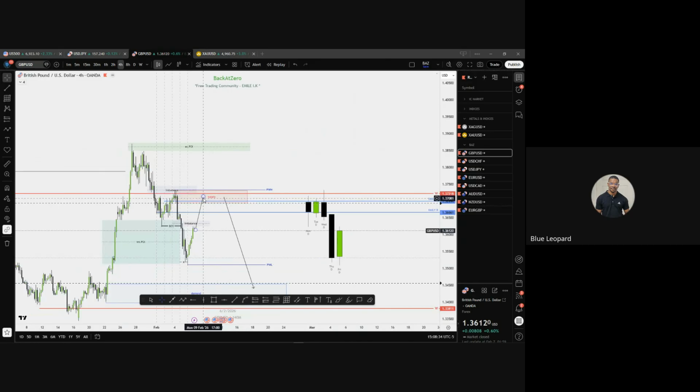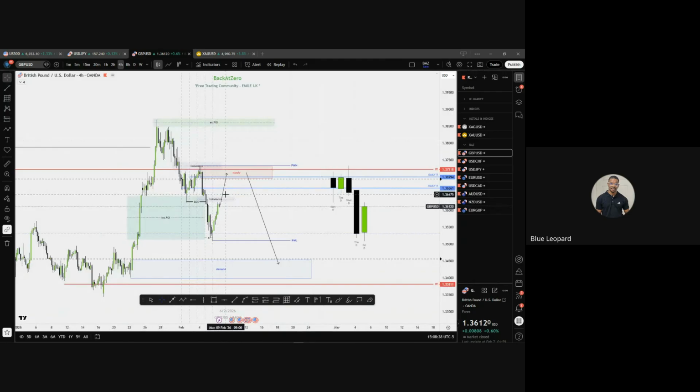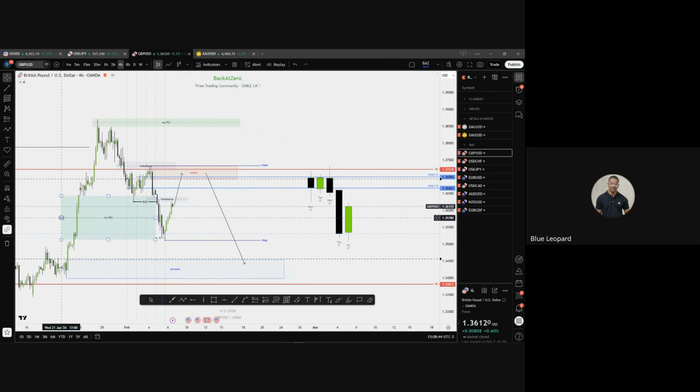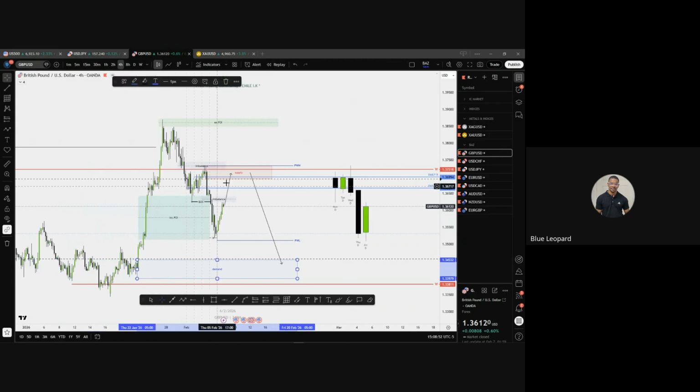You write the entry, what time you entered, how you were feeling, what the pair was, how many lots you entered. You already know how to journal your trade, so this will help you understand what is working and what is not working for you. But that entry model that I gave you is very, very good.